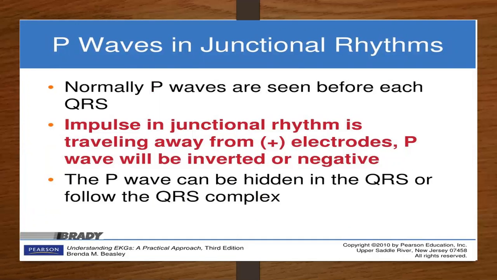The P waves in junctional rhythms. So we know normally your P wave is seen before the QRS. However, with junctional rhythms, your P wave can be inverted. It can come after your QRS, or it can be hidden within the QRS. Okay?